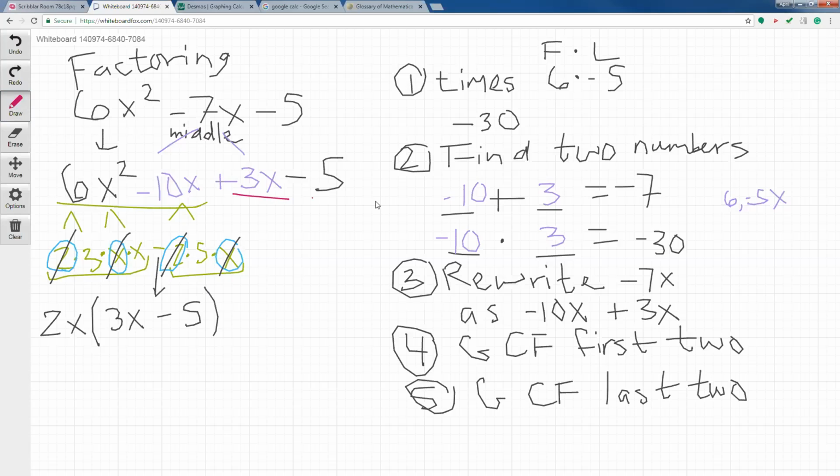So these two. You'll notice when we break it down, there's nothing really else to break it down to.